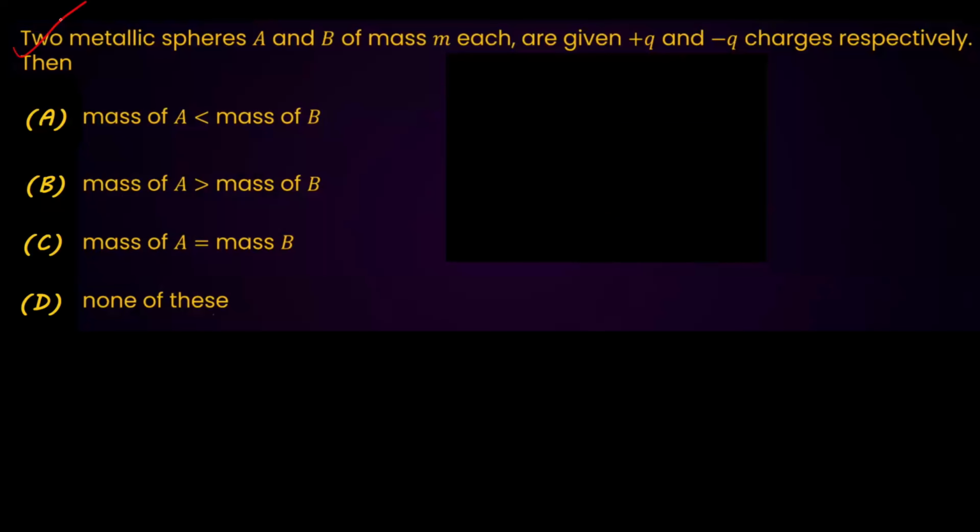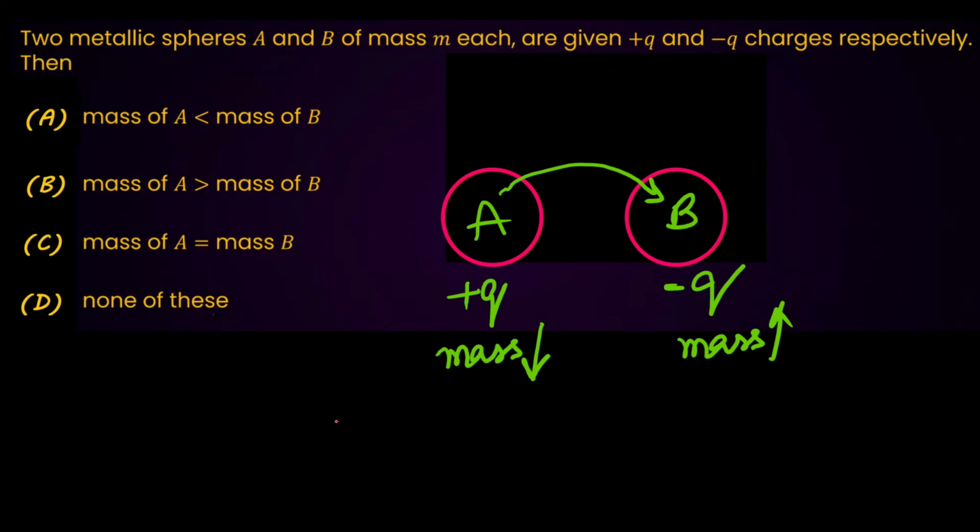Now see one numerical problem. Two metallic spheres A and B of mass m each are given plus Q and minus Q charges respectively. Then we have to select out of these four options. As we have already discussed, if the charge is positive, its mass decreases, meaning electrons are donated to some other body. So positive charge means mass is decreased, while negative charge means mass is increased. So option A is correct.